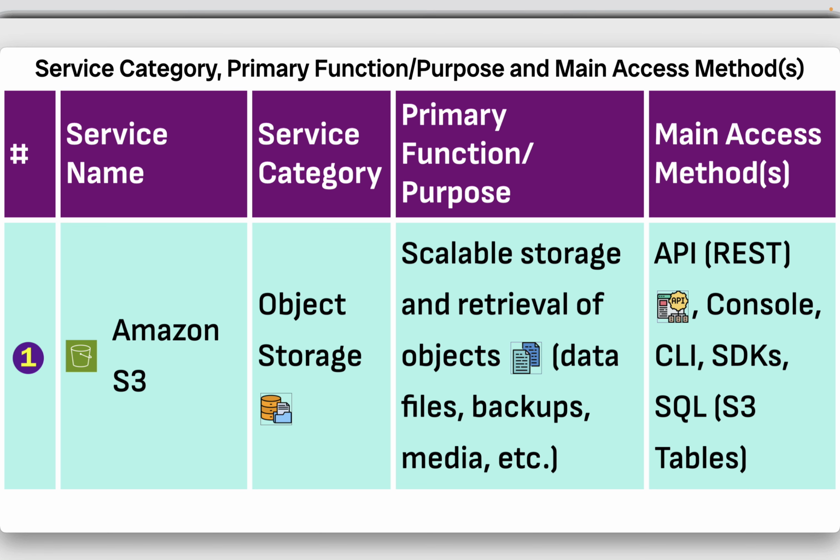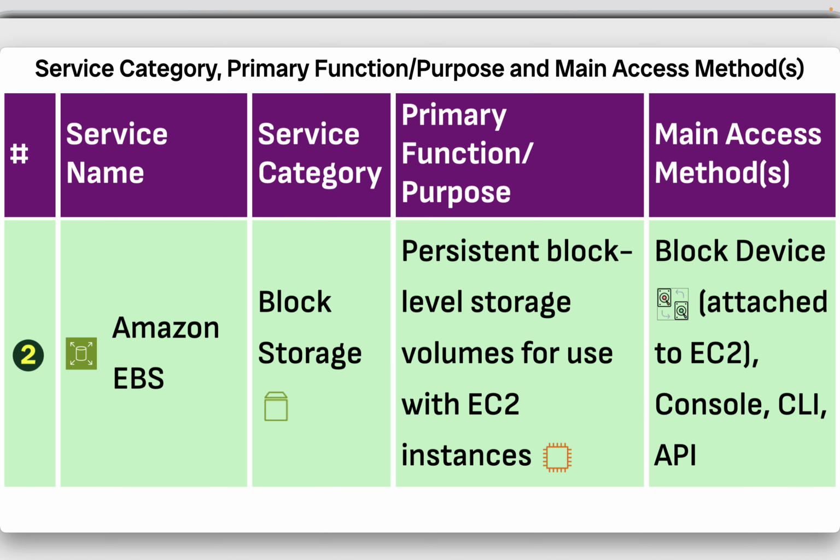Access methods will be common across all the services, which are API, which are REST based, console, AWS console user interface, CLI, command line interface, SDKs, and SQL for S3 tables. Next, Amazon EBS, it is a block storage. Main function or the purpose is to provide persistent block level storage volumes for EC2 instances. Access type is it's a block device which is attached to EC2. Access methods are console, CLI and API.